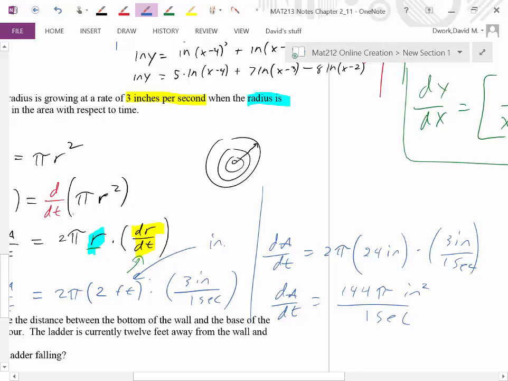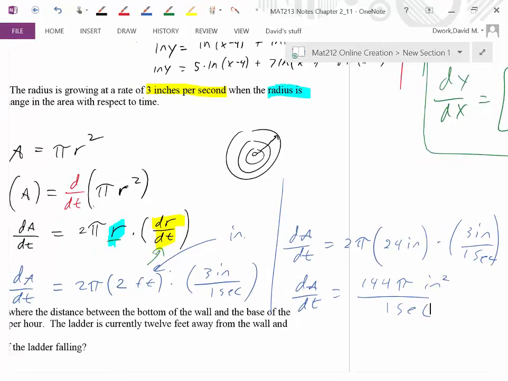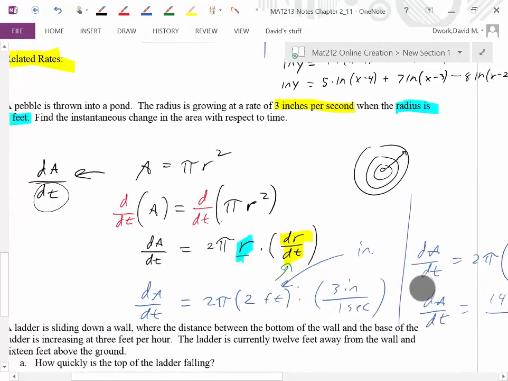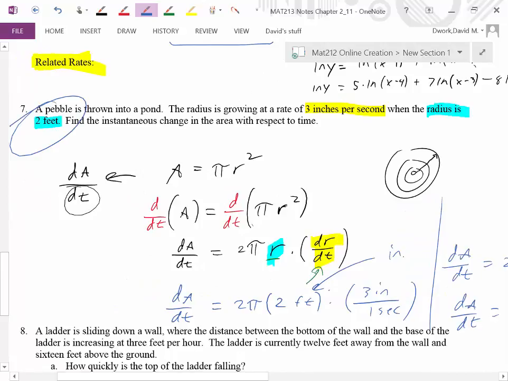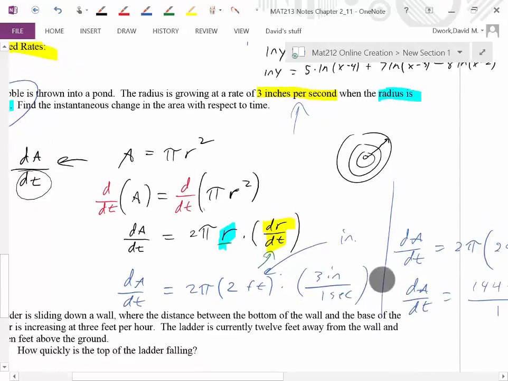But what I really wanted to focus on is, does the unit seem to make sense? How do we measure area? Area is measured in inches squared, feet squared, so that's fitting. And then our denominator, time, seconds. So it says our area of our circle is growing at 144 times pi inches squared per second when the radius is 2 feet and it is growing at 3 inches per second.